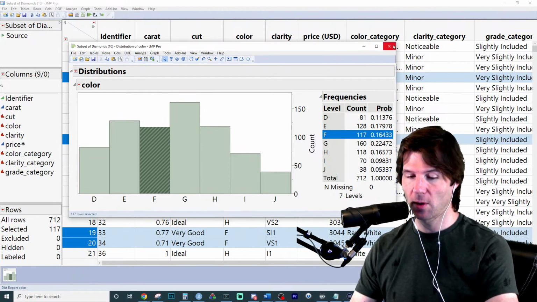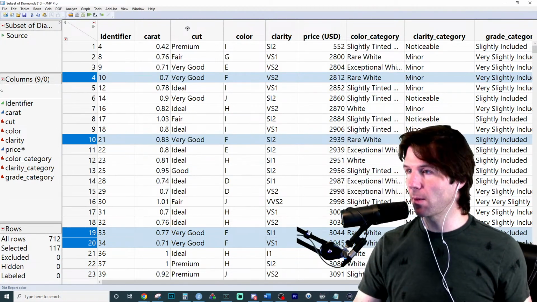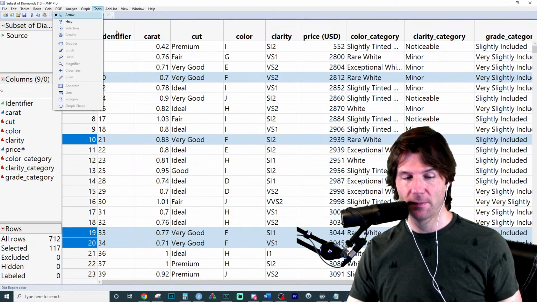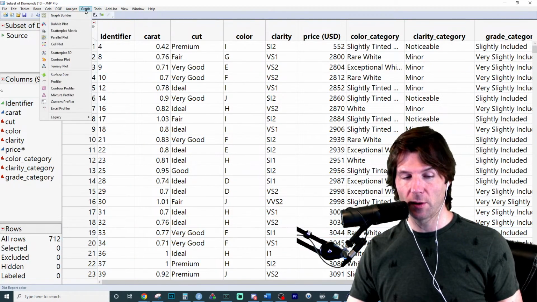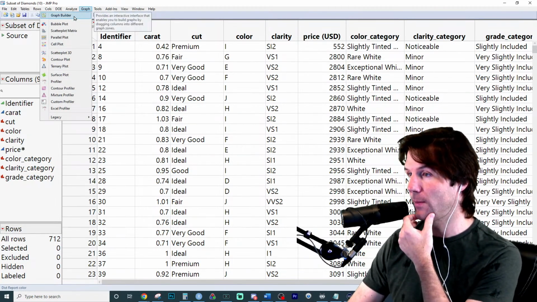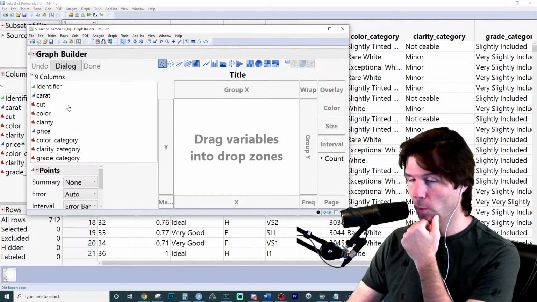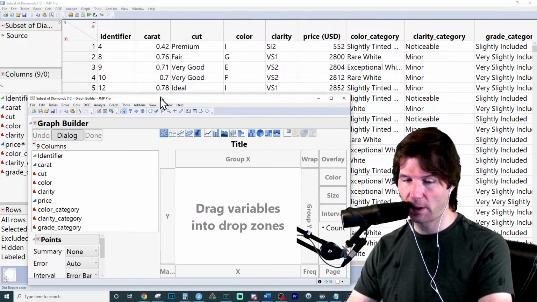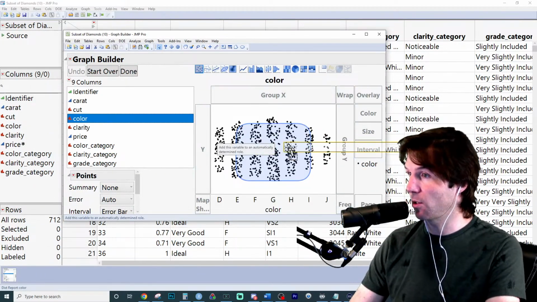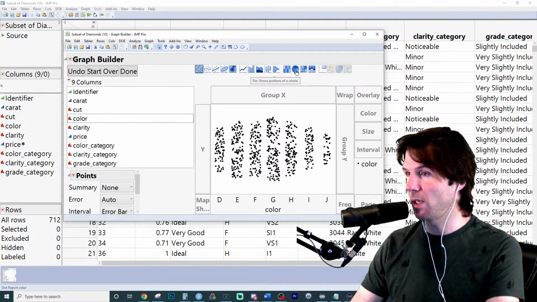Now we're going to see the same terminology, and this is how to make the pie chart. To make a pie chart here, we're going to go to Graph. We're going to unselect stuff real quick. We're going to go to Graph Builder. Under Graph Builder, we're going to take and drop color right into here. It's not a pie chart yet, and we're just going to click the pie button right here.